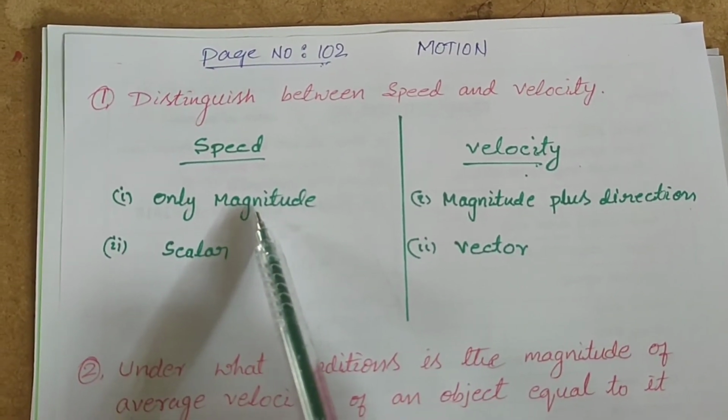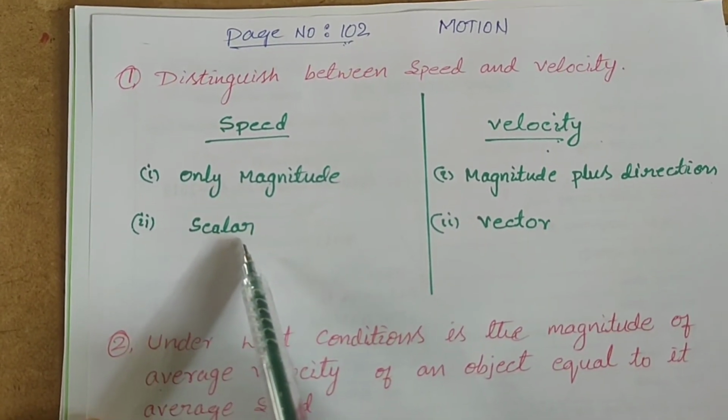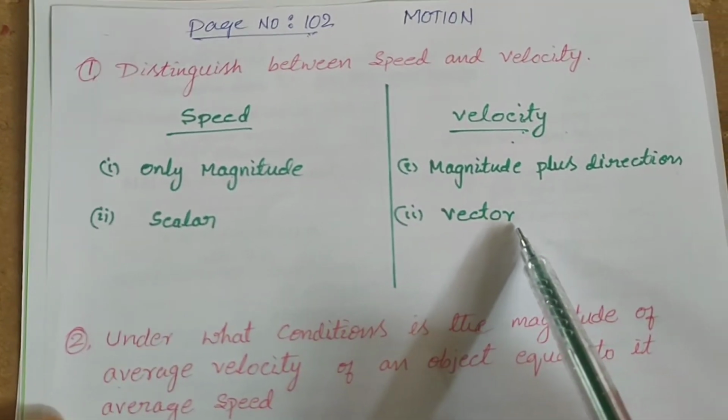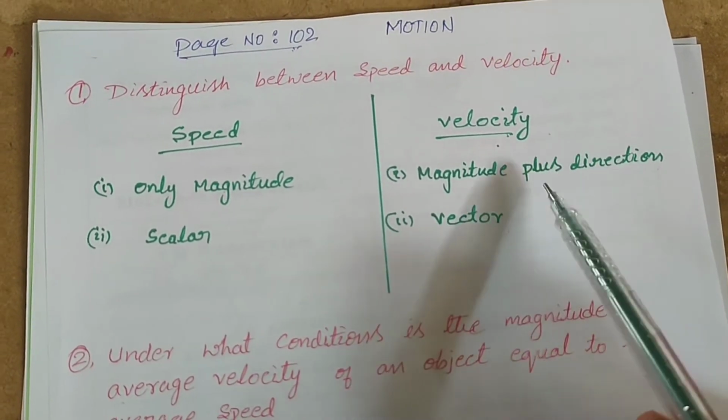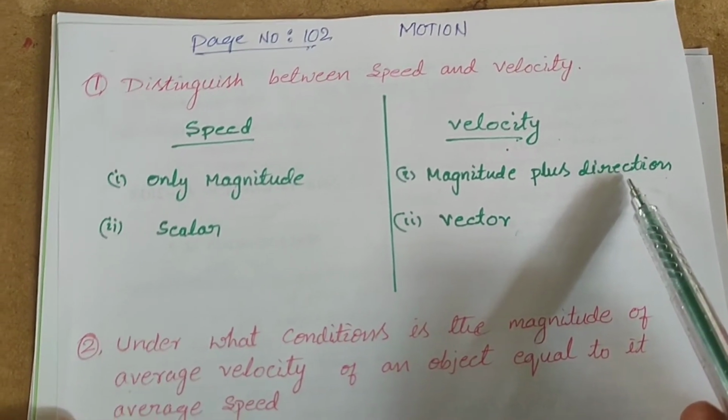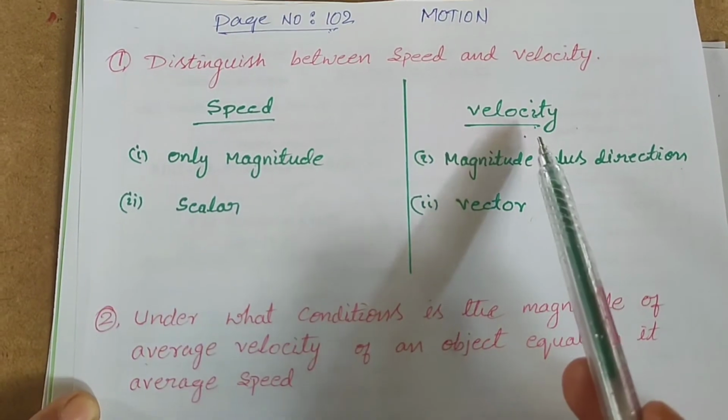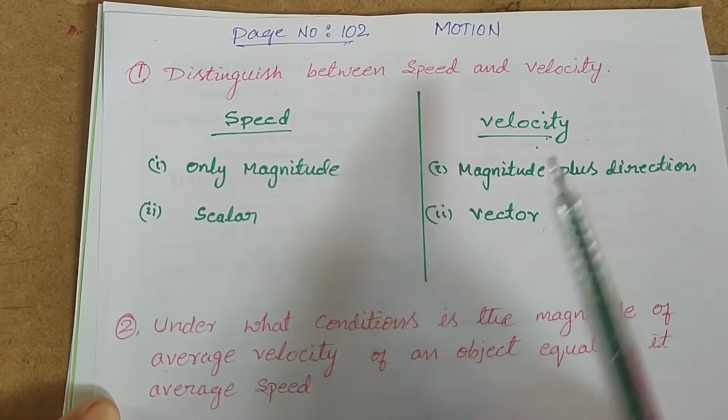So only the magnitude, that's why it is a scalar quantity, but velocity is a vector quantity because here there is magnitude plus direction. This is the difference between speed and velocity.